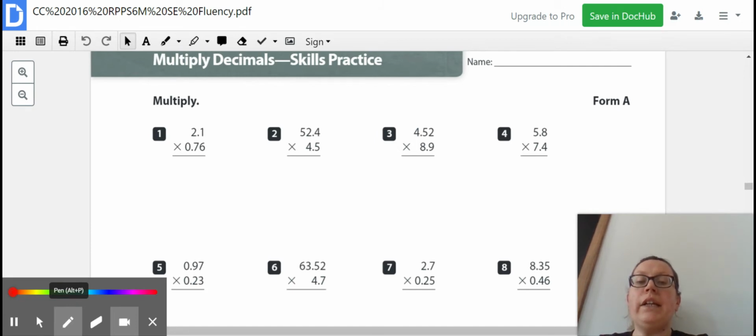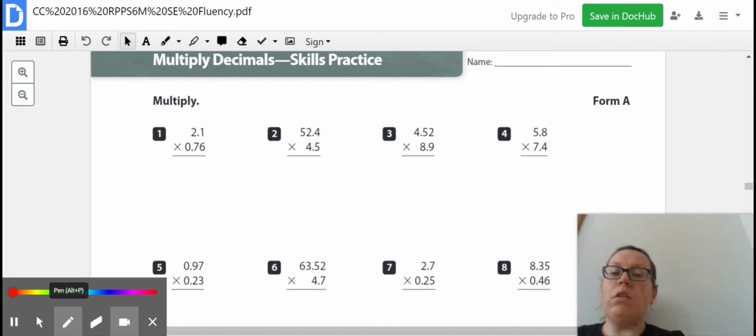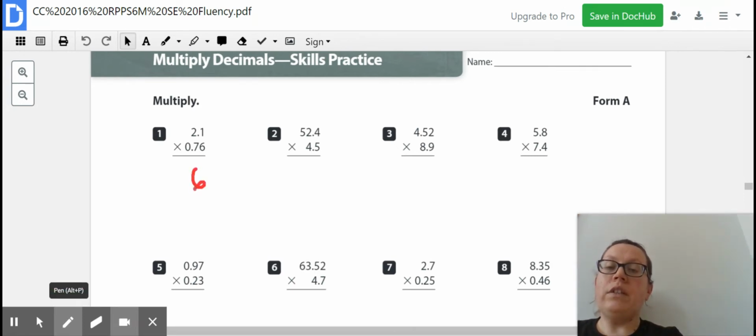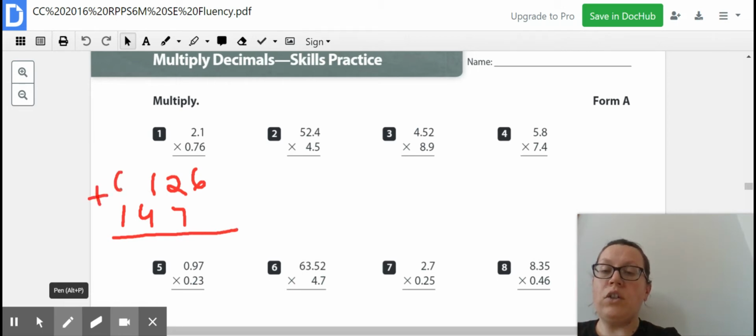So we are going to do 6 times 1, which is 6. And then we're going to do 6 times 2, which is 12. And then we're going to do 7 times 1, which is 7. And 7 times 2, which is 14. And then we are going to add these all together.